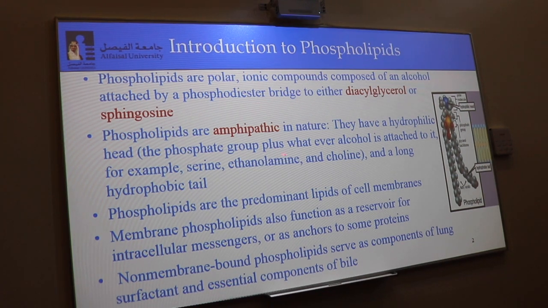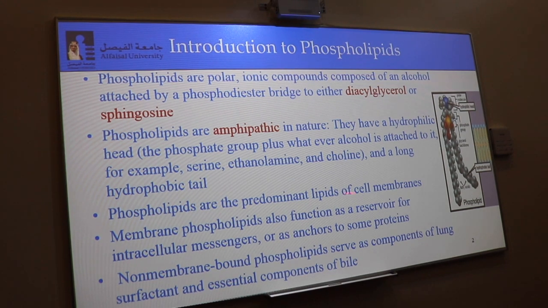So now this head, we said that we have two fatty acids here. We have glycerol. We have a phosphate group, and we have another alcohol. So we have the glycerol, which is an alcohol, and we have another alcohol. This alcohol can be serine, ethanolamine, choline, or different types of alcohol. Now, we'll talk more about it in a minute.